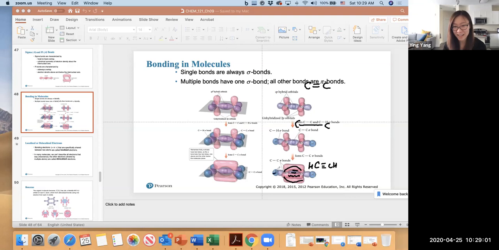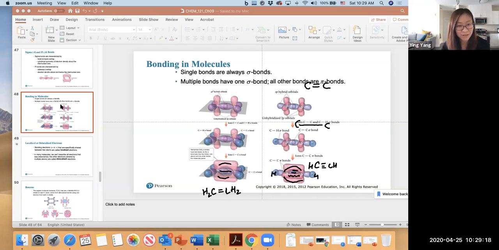And here's the hydrogen. This is a double bond. One here, and this whole thing is a double bond. Okay, so these are some of the basics.